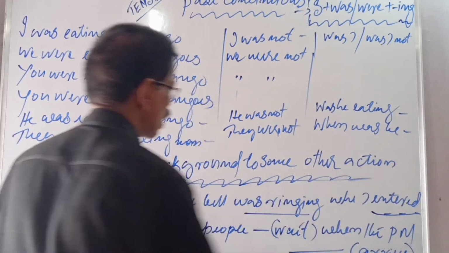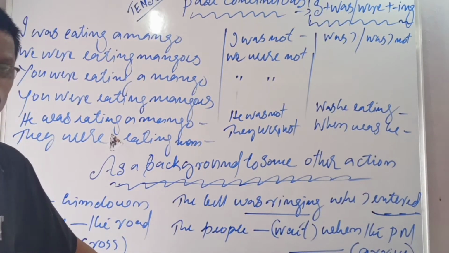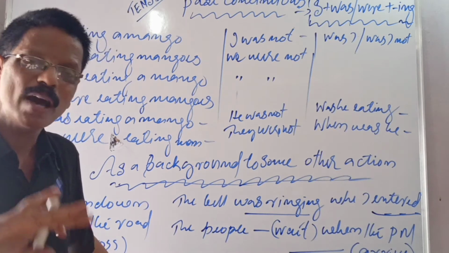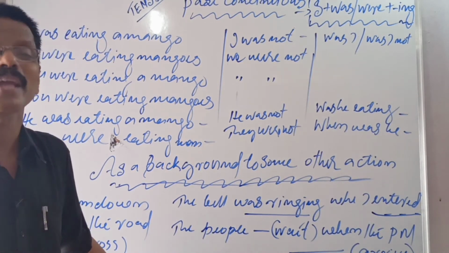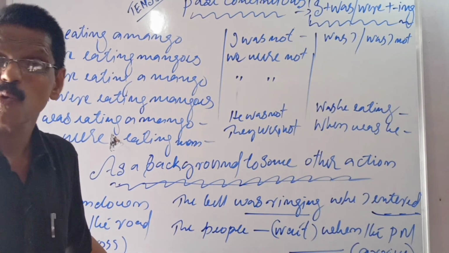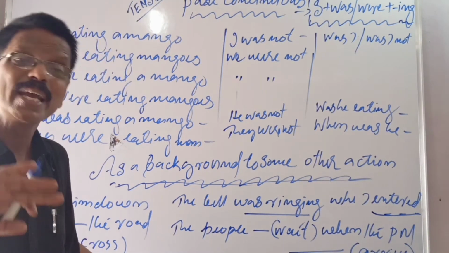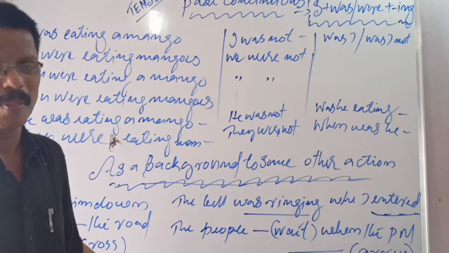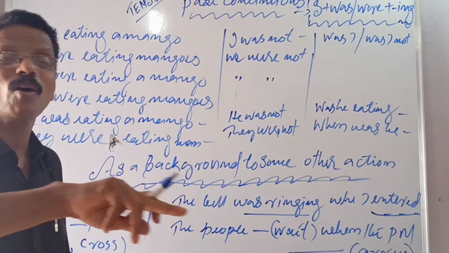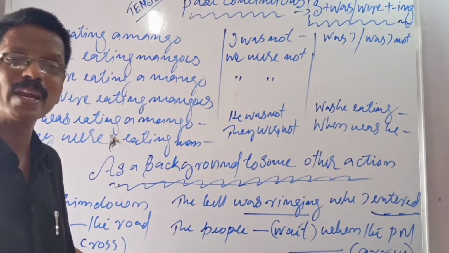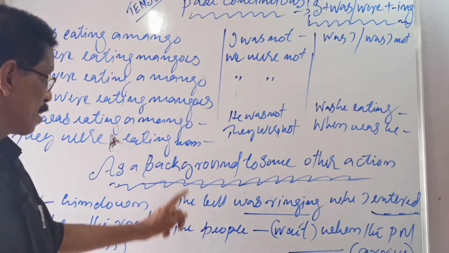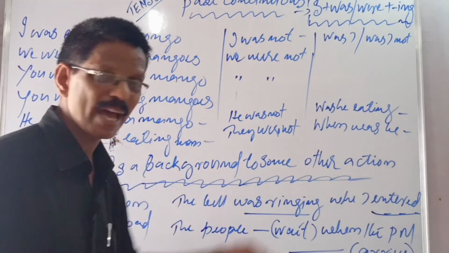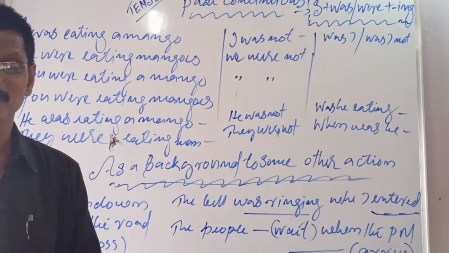One will be going on happening. Two actions taking place, one happening as a background to some other action. I saw her when she was singing in the church. She was going on singing, then I saw her from a distance. When I entered the college, the bell was going on ringing. As a background to some other action is the use of past continuous tense.